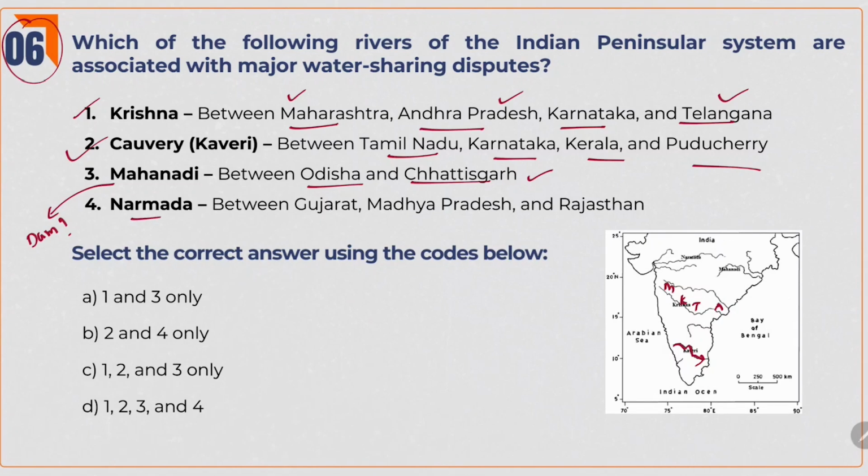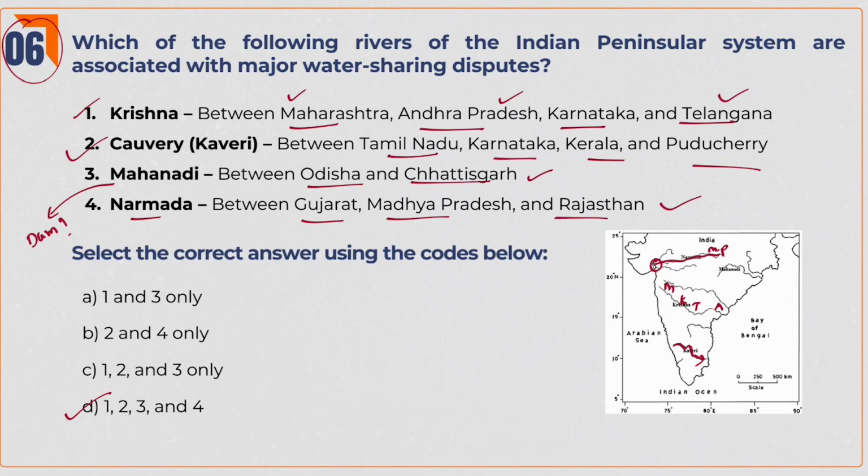Narmada. Narmada flows between Gujarat, Madhya Pradesh, Rajasthan. Yes, Narmada is here. It starts from Madhya Pradesh. And it flows through Gujarat and little bit it touches Rajasthan and Maharashtra also it touches. So Narmada river flows between Gujarat, Madhya Pradesh and Rajasthan is also right. Here answer is 1, 2, 3 and 4. See, for answering such questions, you should be aware of facts. Even if you can't remember facts, if you are well aware of the map, you can easily answer such questions.